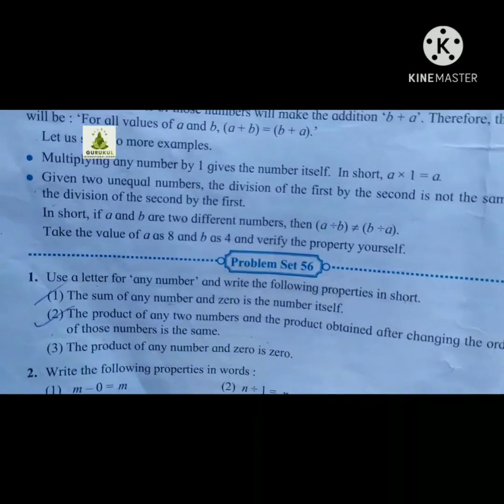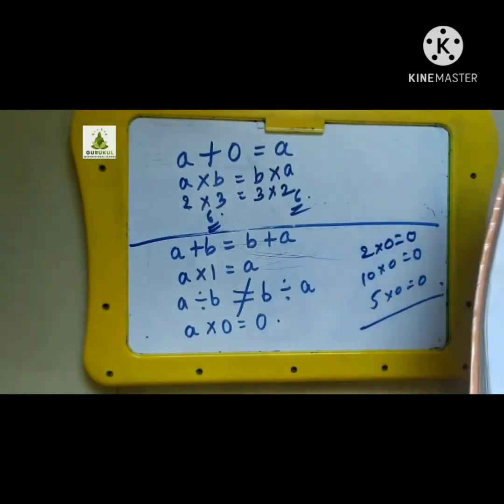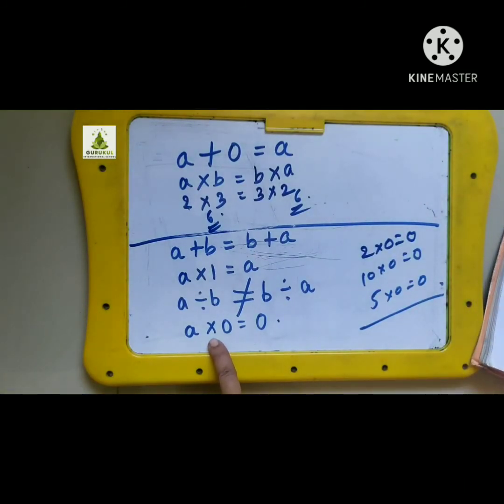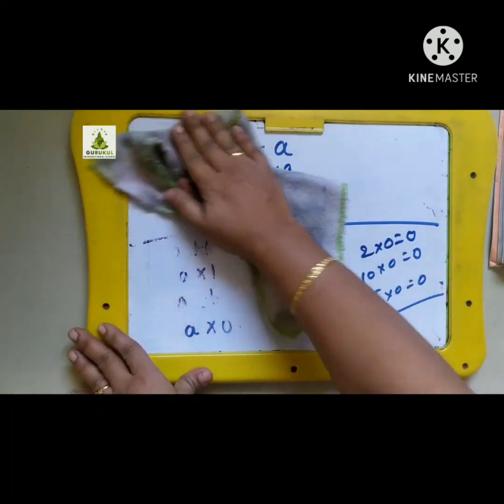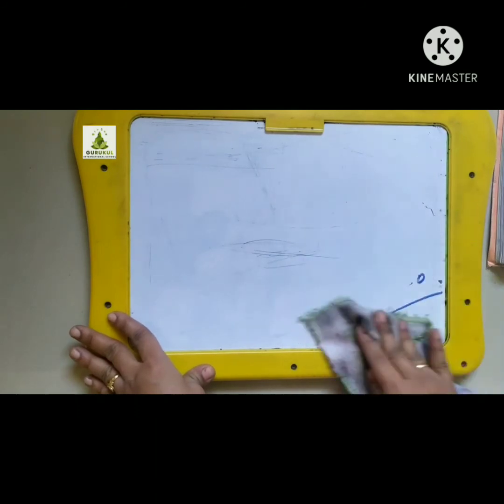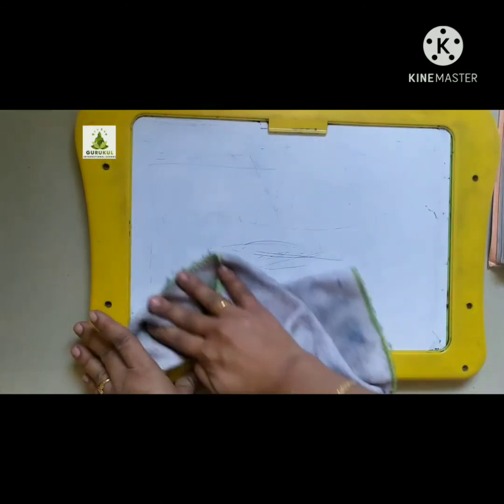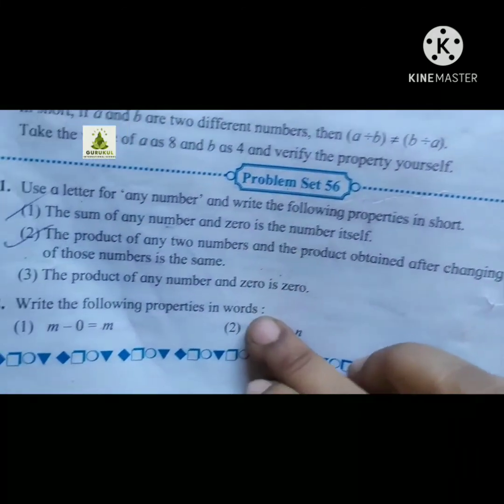Then the third one you have: the product of any number and 0 is 0. See, product means multiplication, as I said earlier. So A into 0 is equal to 0. A is any number. Here A, B, C, D are all assumed to be some number. So you get the property A into 0 is equal to 0. Now you have to learn all the properties in algebra that are taught now. See, the first part is over now.